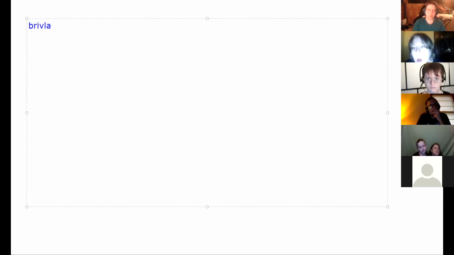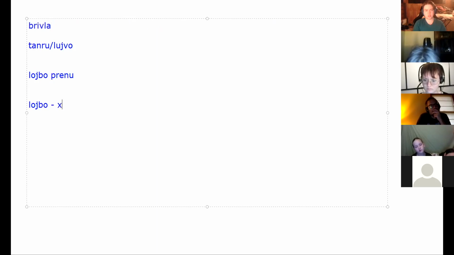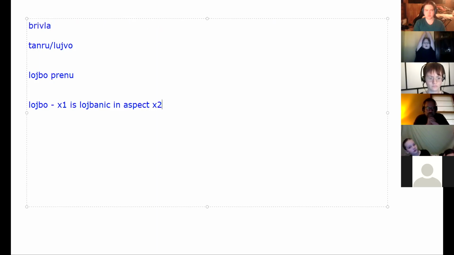Those are basic core concepts. But if you want to get more specific, you can use lujvo or tanru. Tanru are just like lojbo prenu, like Lojbanic people, right? So lojbo is, X1 is Lojbanic in aspect X2. That's just the basic place structure for these words for languages.